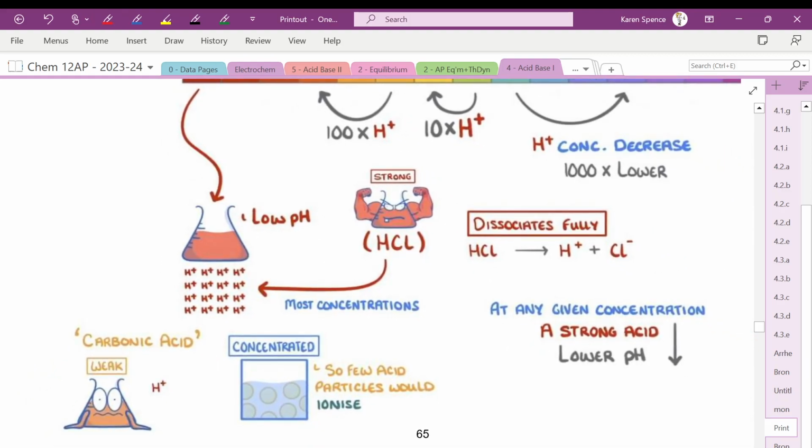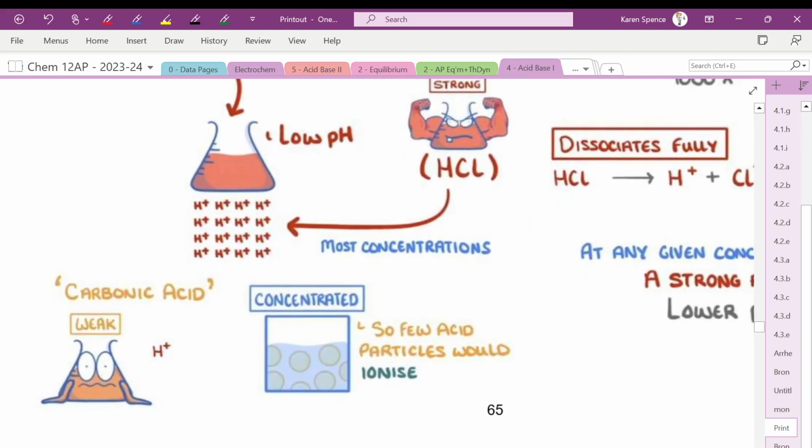Now, carbonic acid, here's our little weak acid in the Erlenmeyer flask. There's not very many hydrogen ions, yeah, because most of it does not dissociate. So you'll have a higher pH. Okay, it's still an acid, so it will still be less than 7, but it just won't be like down at the 1 or 2 level, okay?